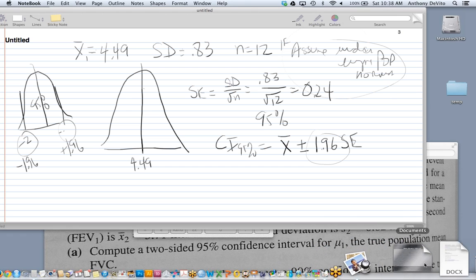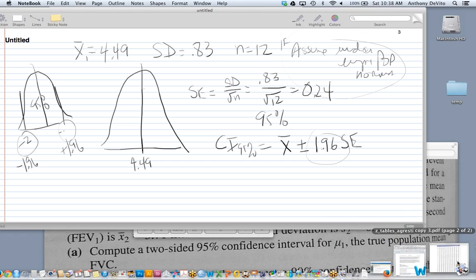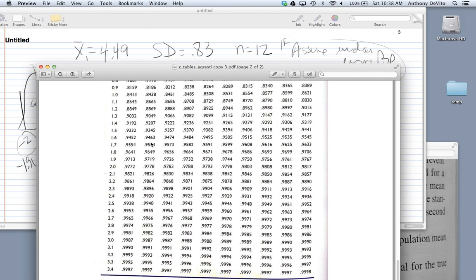Let's see if we can prove that to ourselves. Let's take a look at 1.96. 97.5% of these values are to the left of that standard deviation. That means that 2.5% are in the tail. So you have 2.5% in the upper tail and 2.5% in the lower tail. So that's 5%. That leaves 95% between minus 1.96 and plus 1.96. A little bit more precise than just using that 2.